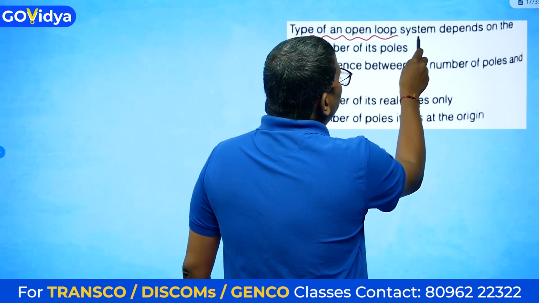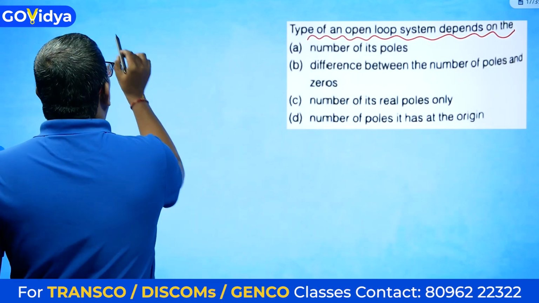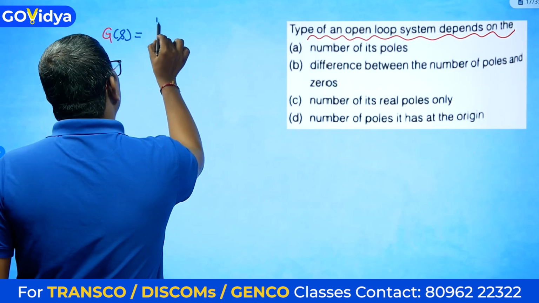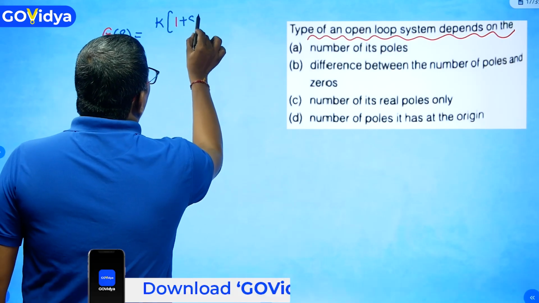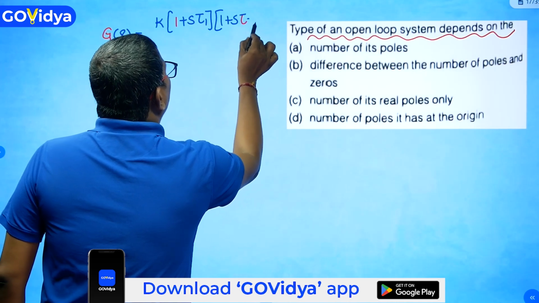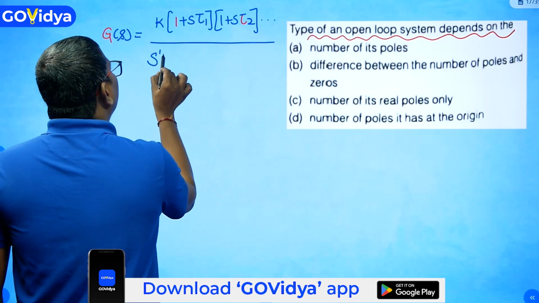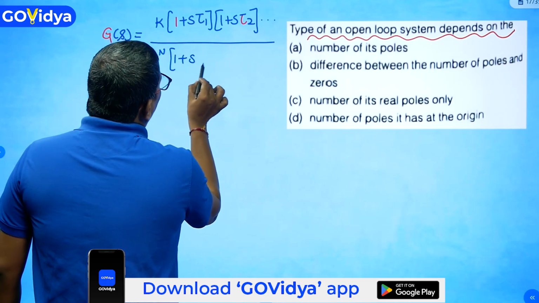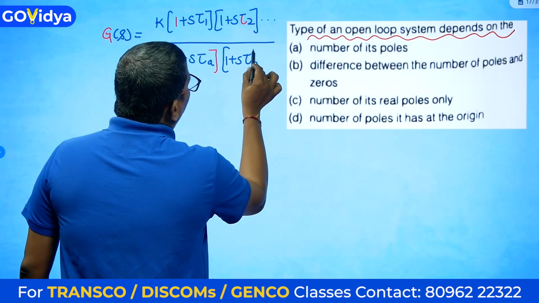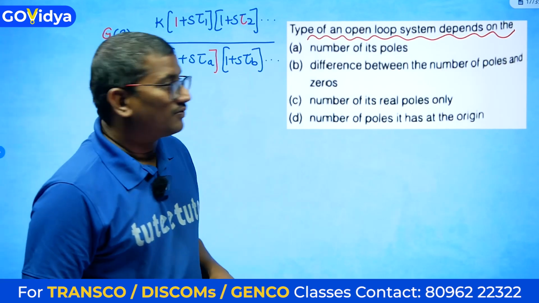The type of an open loop system depends on... Let us say the general representation of a transfer function is K into (1 plus s tau 1) into (1 plus s tau 2) and so on, whole divided by s raised to the power of n into (1 plus s tau a) into (1 plus s tau b) and so on. So this is the general representation of an open loop transfer function of a system.